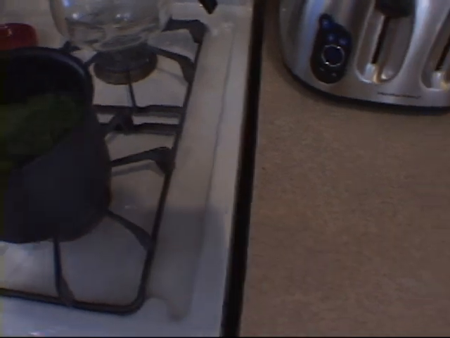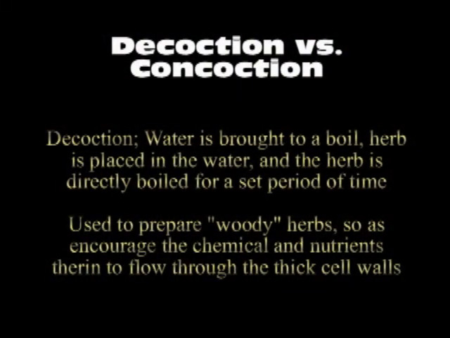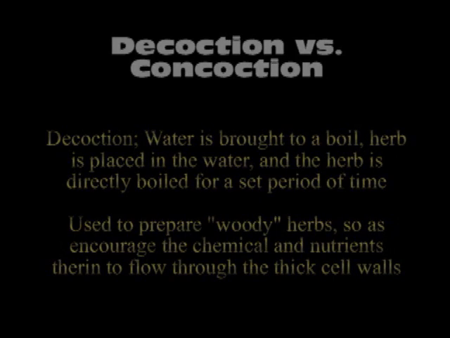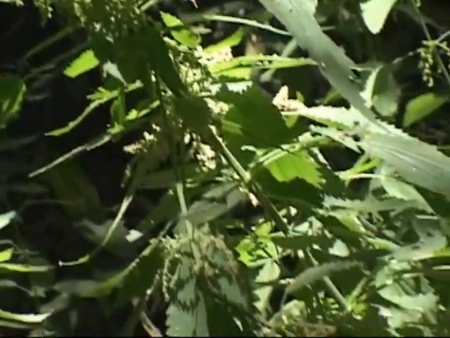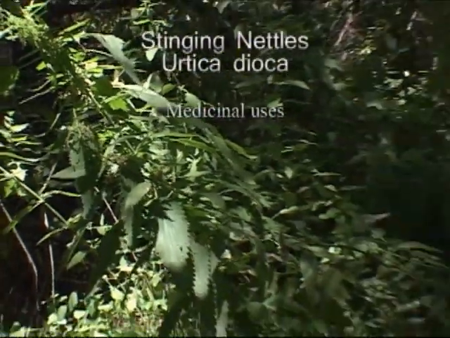This method is generally used with stems, barks, and woodier herbs as their thicker cell walls require more heat to break down and allow their nutrients and chemicals to flow into the water. Now back to stinging nettles, where we will move on to their medicinal uses.